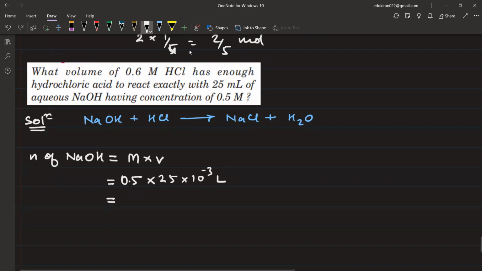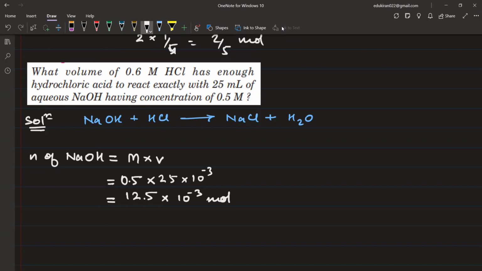25 into 5 is how much? 125. And the 12.5 point will be on into 10⁻³ liters. Sorry, this won't be liters here, it will be moles, because this is moles per liter, and that will be in moles. So this is this many number of moles. Okay, fine. This is the number of moles of NaOH.